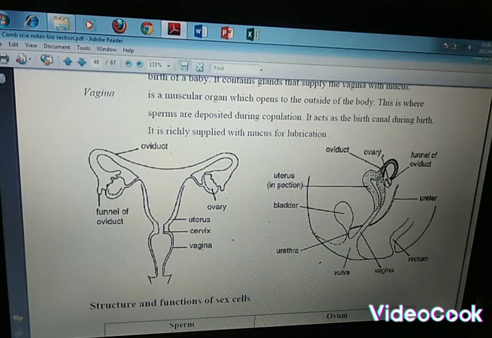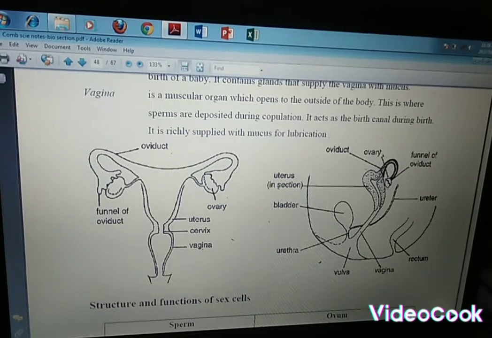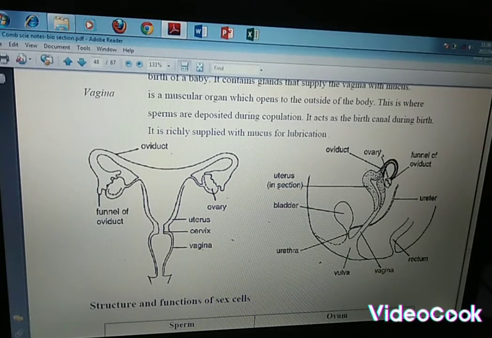Take note, we have what we call the oviduct, which is a funnel, sometimes we call it the fallopian tube. So the oviduct and fallopian tube is one thing. And then there we have got our ovaries, and the ovaries have the ovules, which is the egg. And then we have the uterus lining. We have the bladder there.